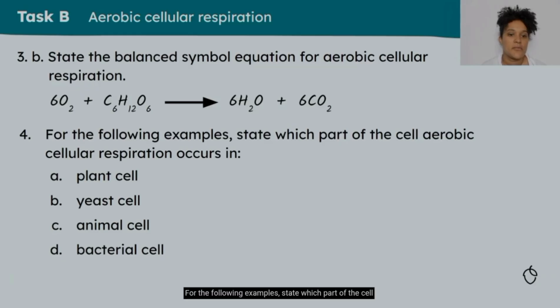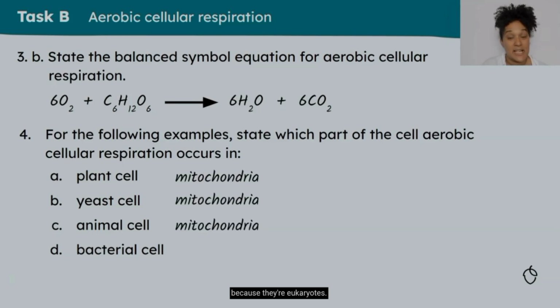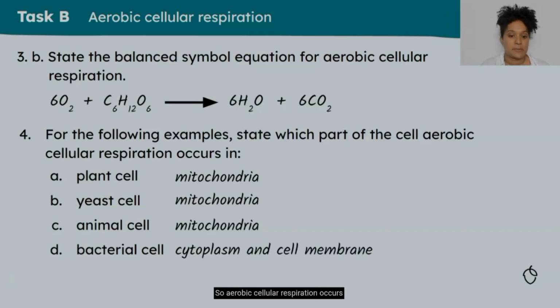For the following examples, state which part of the cell aerobic cellular respiration occurs in. So for A, B, and C, they all have the same answer. They all occur in the mitochondria because they're eukaryotes. A bacterial cell is a prokaryote, doesn't have any mitochondria, so aerobic cellular respiration occurs in the cytoplasm and across the cell membrane. Well done if you got those right.